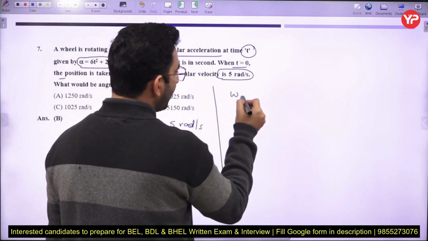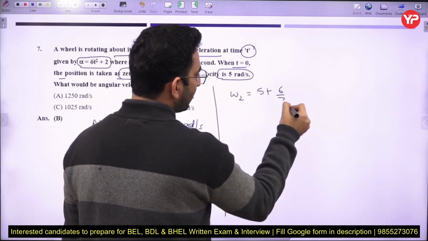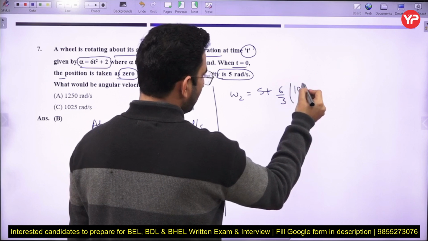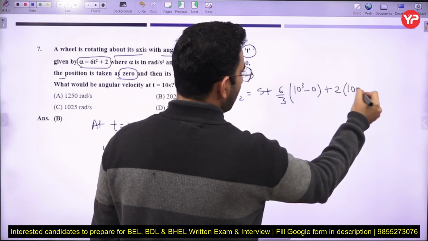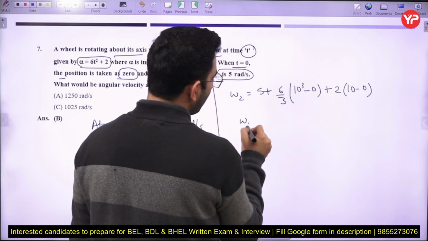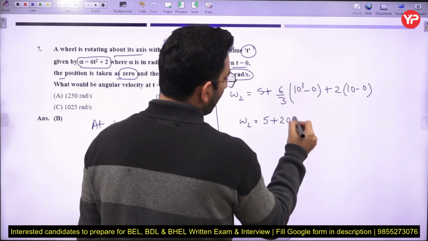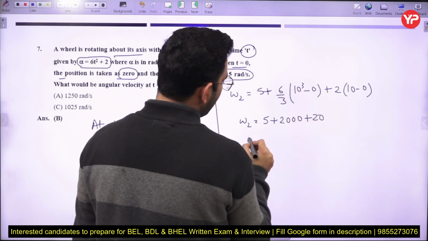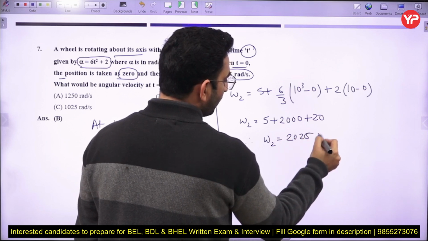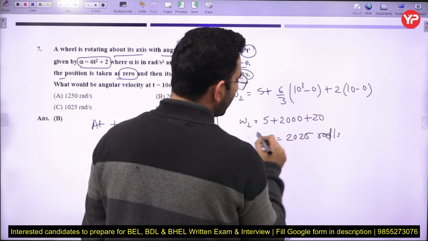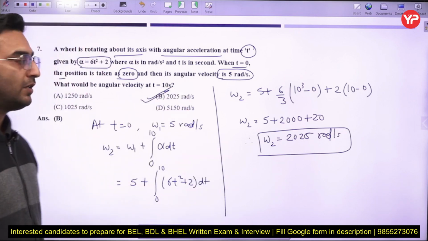you can see omega 2 will come out to be around 5 plus 6 by 3 times 10 cube minus 0, plus 2 times 10 minus 0. So the answer will come out to be around 5 plus 2000 plus 20. Therefore omega 2 will become 2025 radian per second. So option B will be the correct answer of this particular question.